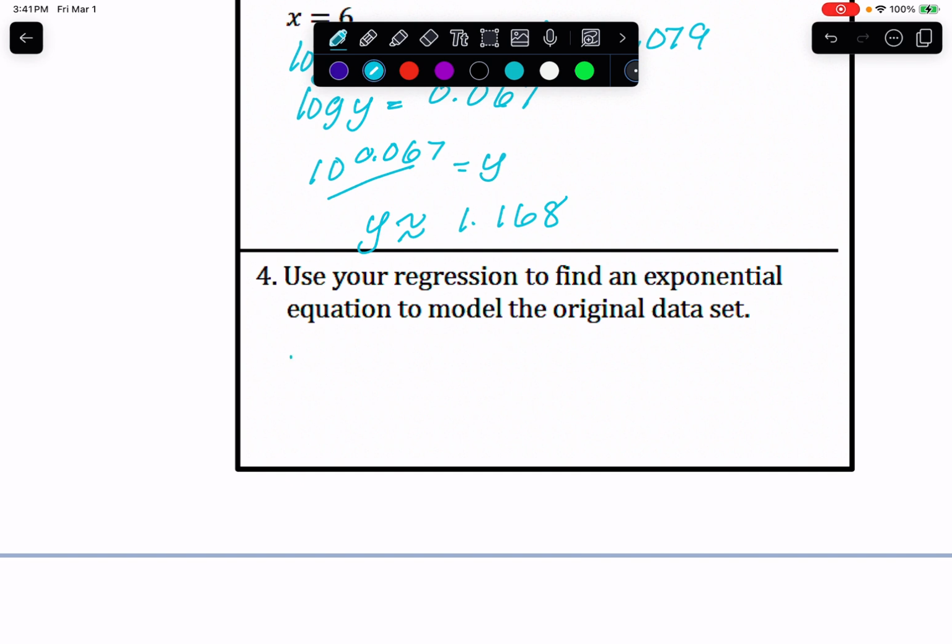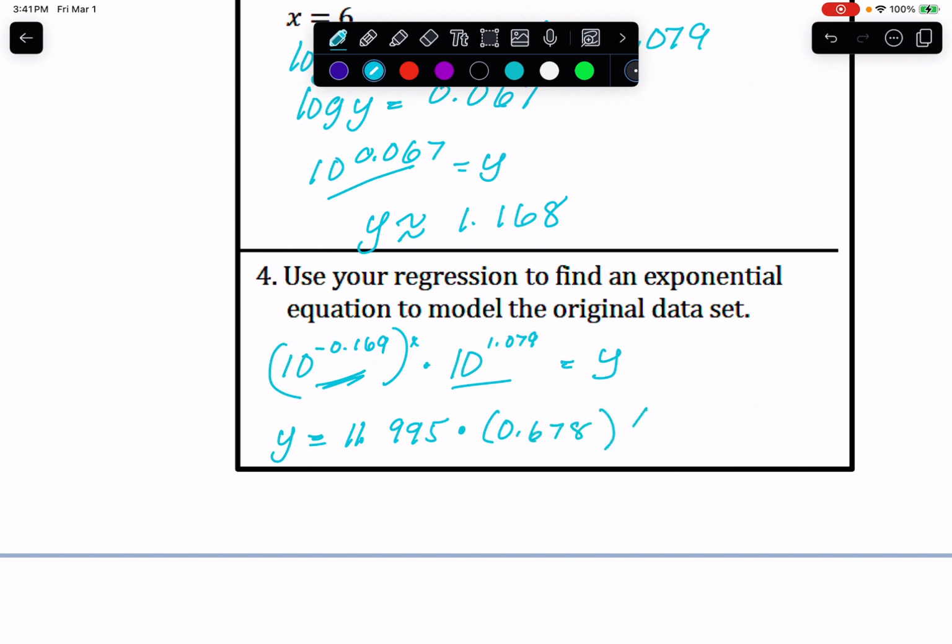And very last question, use your regression to find an exponential equation. So instead of e now, we're going to use the base of 10 to the negative 0.169 quantity x, times 10 to the 1.079 is equal to y. And so let's do this first. y equals 11.995 times, put that in the calculator, that comes out to be 0.678 to the x. Whew, okay, we got through the whole review.